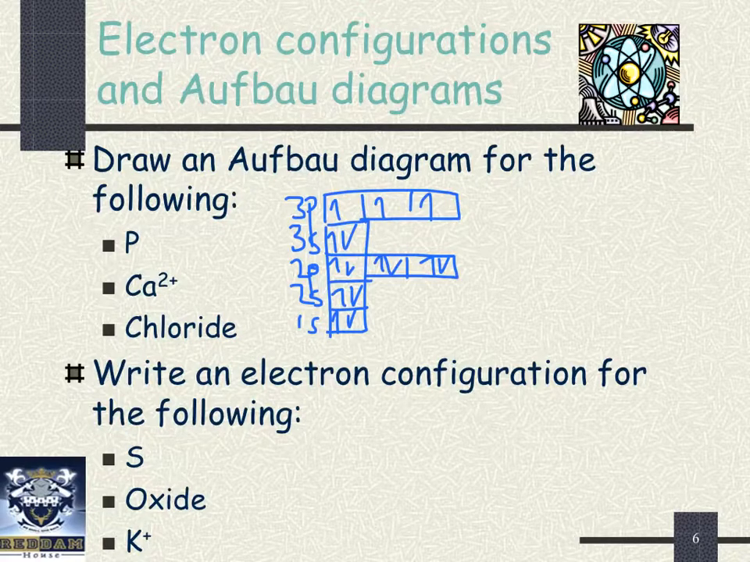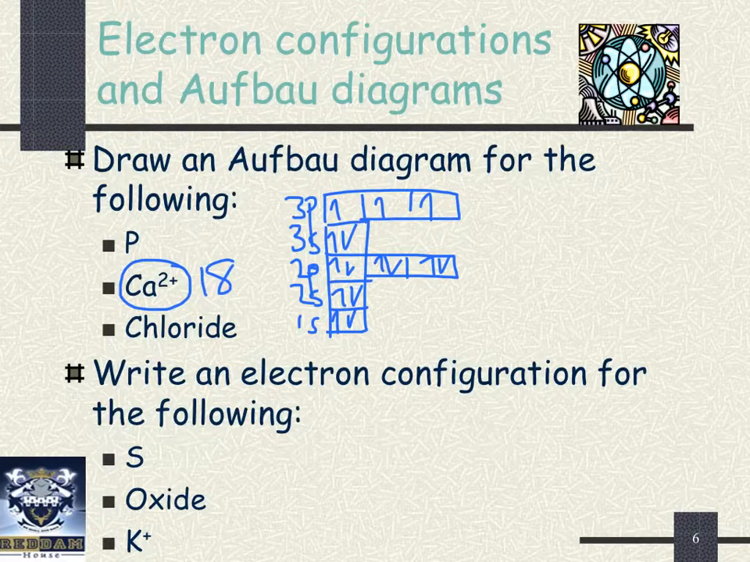Calcium 2 plus means that it has lost 2 electrons, so where calcium would have had 20, there are only 18 electrons you insert, and chloride means it is the ion, which would have been 17 plus 1 extra electron is also 18.